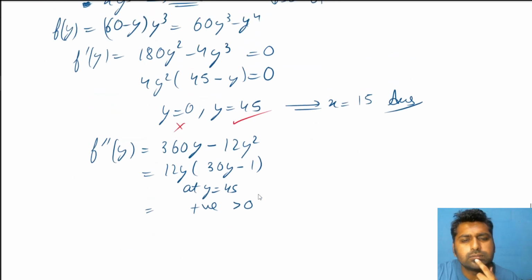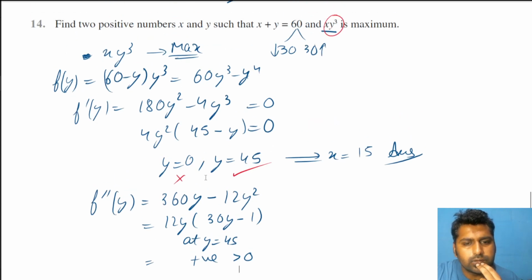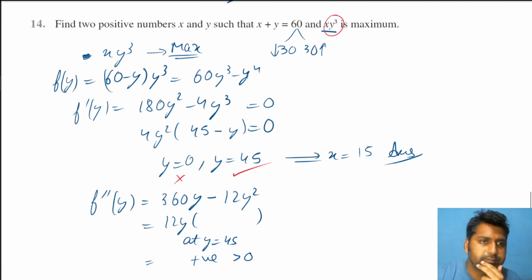Interesting. Why? Have we differentiated it wrong? Oh, sorry, my bad. I've written it wrong here. Sorry, it is taking common. It is coming 30 minus y.